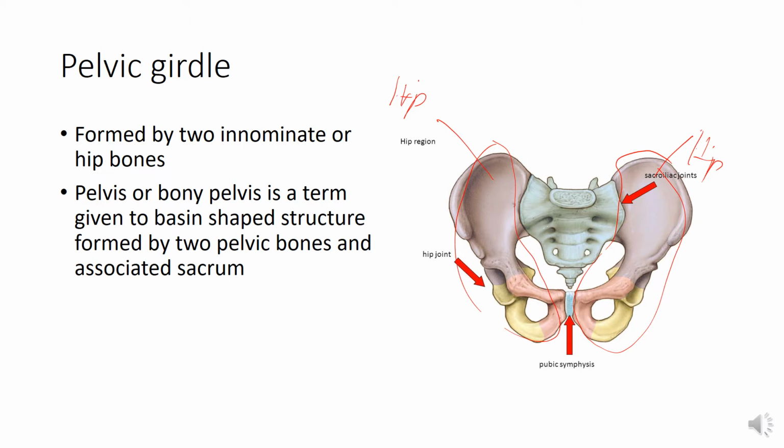Now what is the pelvis or bony pelvis? It is a term given to a basin-shaped structure formed by two pelvic bones and the associated sacrum and the coccyx. So you can see now this is the basin-shaped structure formed by the two hip bones, and this is the sacrum, and this one is the coccyx.